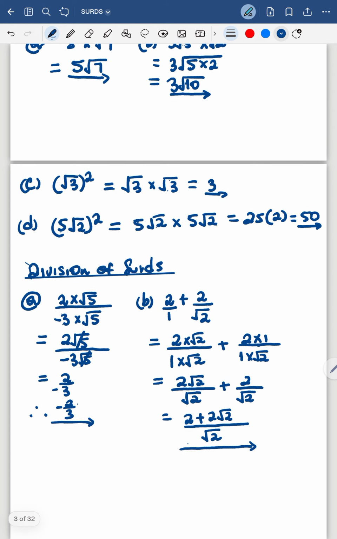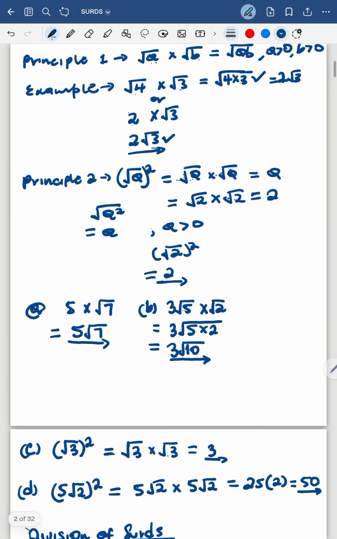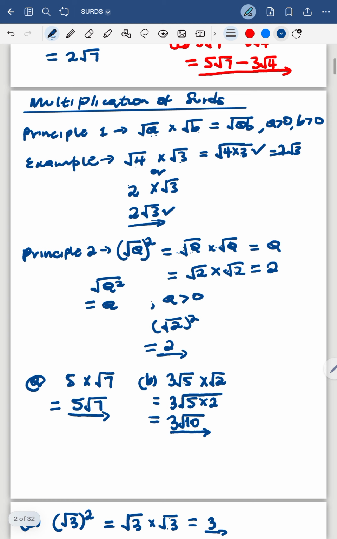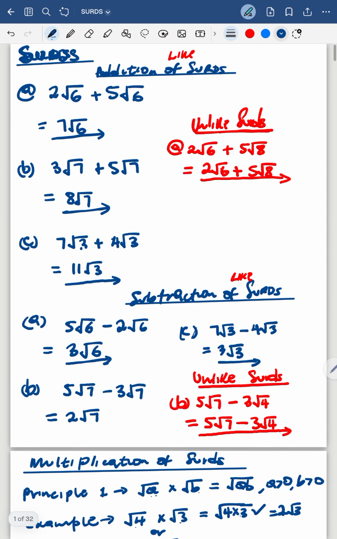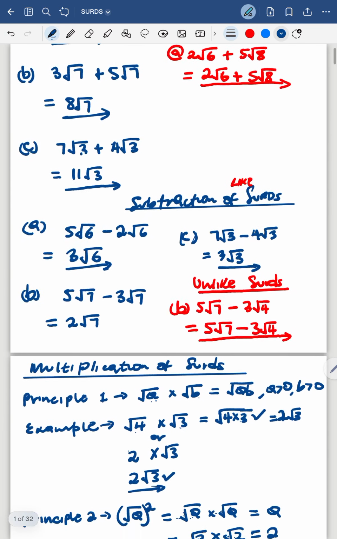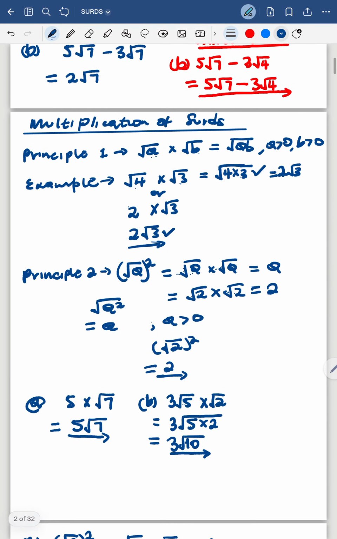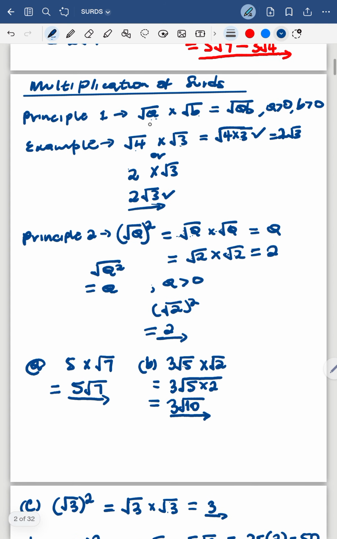If you don't understand the principles, make sure that you understand them, and make sure that you understand the addition of like terms and unlike terms. And also the multiplication. If you have unlike numbers under the square root, then you combine the two numbers under the square root. If you have two like terms under the square root, you cancel the square roots, and you have that one number that is the same.